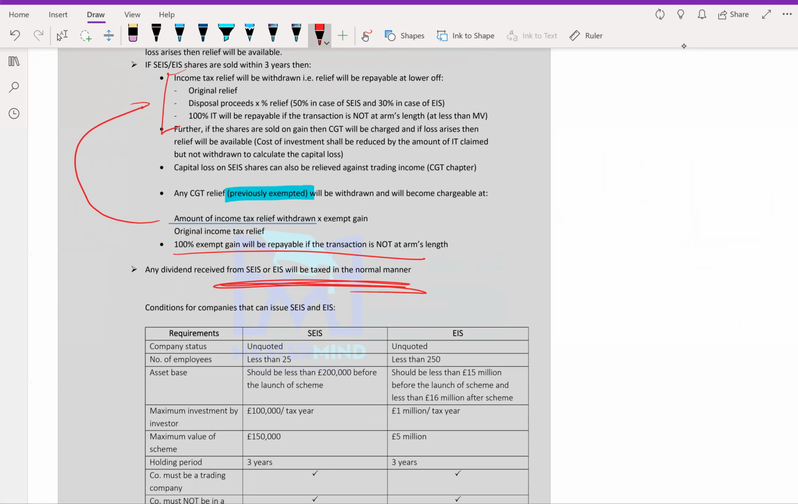Now, the point is that when we talk about EIS, it's deferral, right? The gain on the previous asset was deferred. That will automatically become chargeable if you're selling the shares within 3 years. If you're selling it after 3 years, then the original gain of those EIS shares will be exempted.